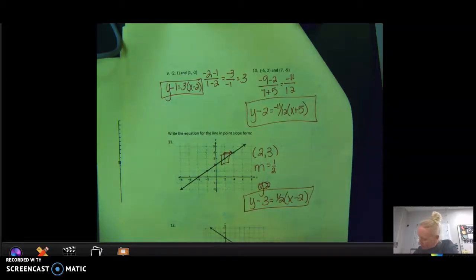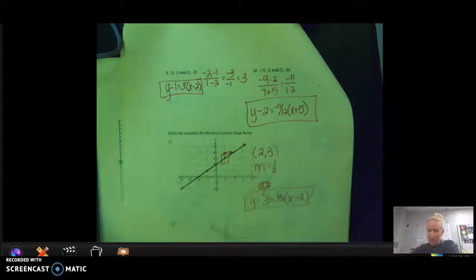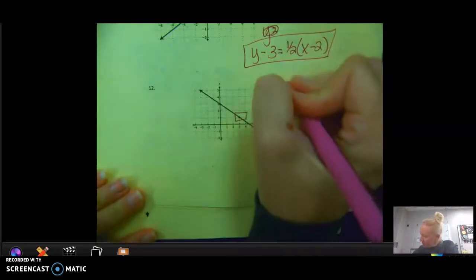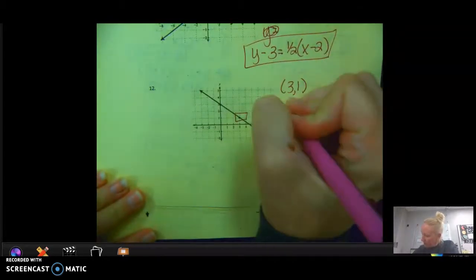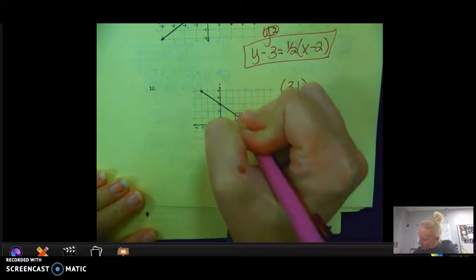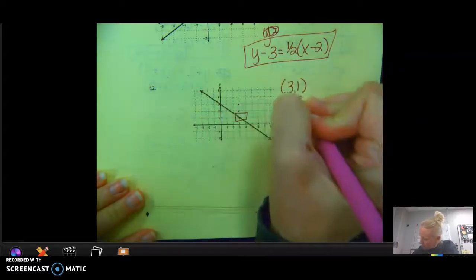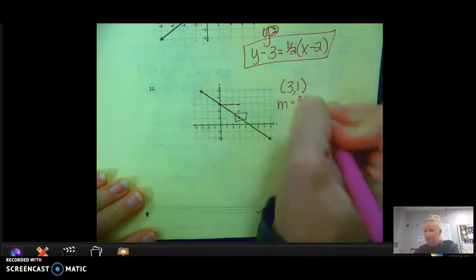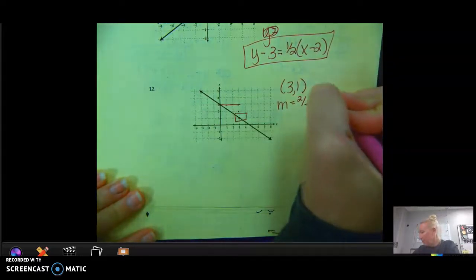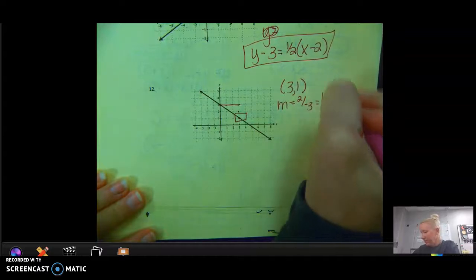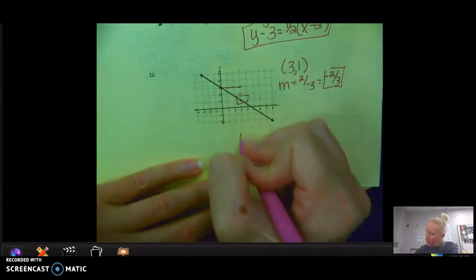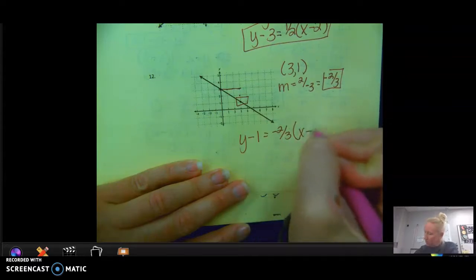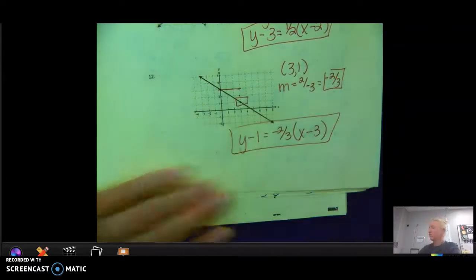Here I'm going to use this point. Oops, you can't see that though. I'm going to use that point. That point is at 3, 1. My slope is rise 2, and I'm going to run backwards 1, 2, 3. Run backwards. Remember we said to put the negative sign with the top, so negative 2 over 3. So y minus 1 equals my slope of negative 2/3, parentheses x minus 3. Okay?